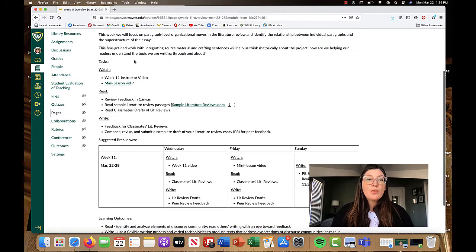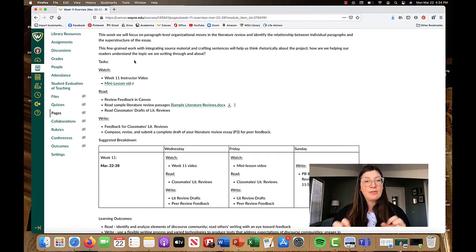This week, we're focusing on paragraph level organizational moves. Before we left for spring break, you did a big picture draft where you were writing out your intro and maybe a couple body paragraphs, getting the direction down and thinking about what your argument or main claim was going to be. Now this week, we're working on paragraph level organization and thinking about the paragraph to paragraph transitions. That's what I'm going to be talking about in this mini lesson video.